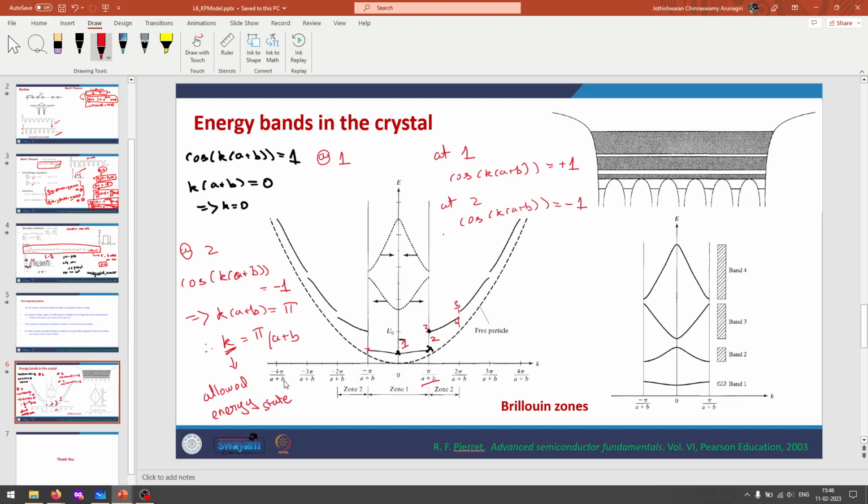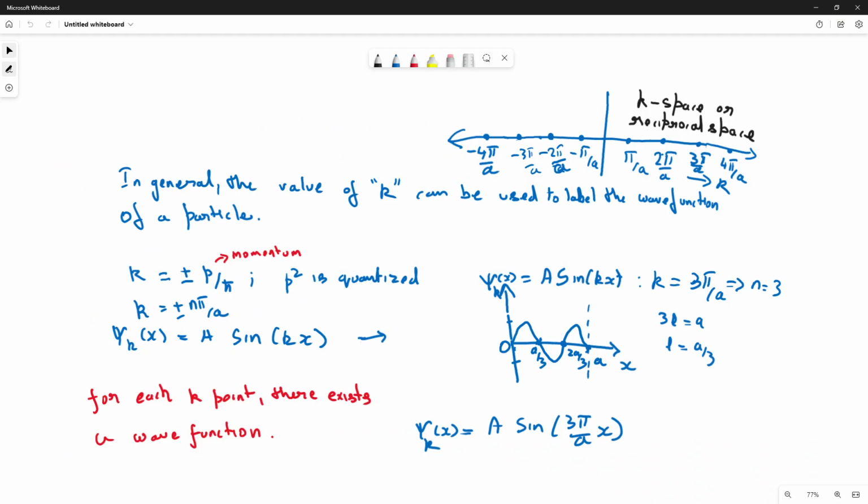For reference, over here, this is for a particle in a 1D well. Yeah, I should be using a lower thickness setting.